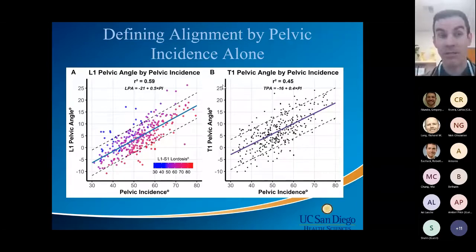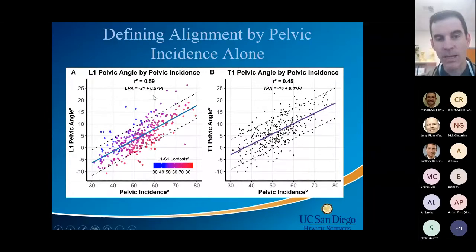A good example is invasiveness. The R squared of the invasiveness model is 0.2. It's not good. R squared for LL by pelvic incidence is 0.3. Not good. L1PA by pelvic incidence is 0.6, which is much better. It's not perfect, but it is much, much better. And you can see here, this is an 80% prediction interval around here, and it's 4 degrees.